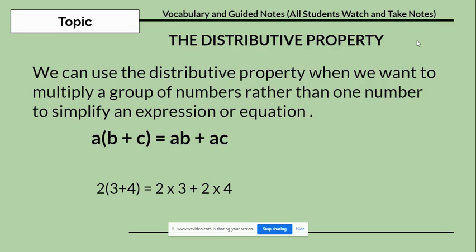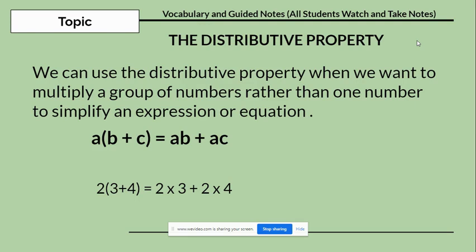So the group of numbers in this example is A, and then B plus C, which are really a group of letters modeling a group of numbers. And then we transfer the A to both the letters in the parentheses, A times B plus A times C.